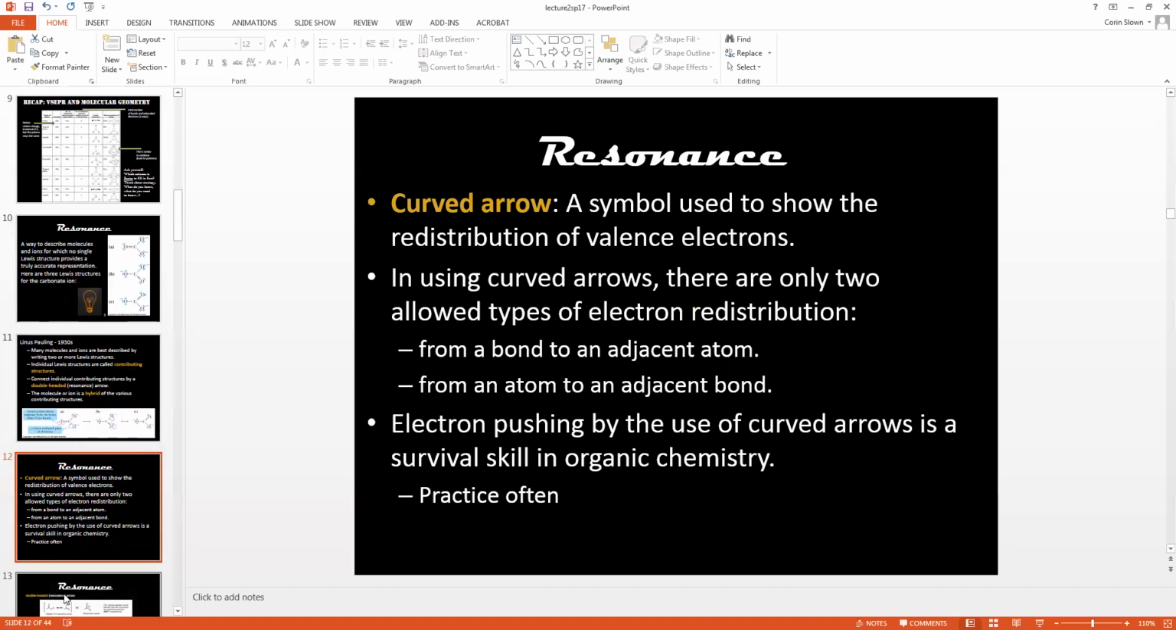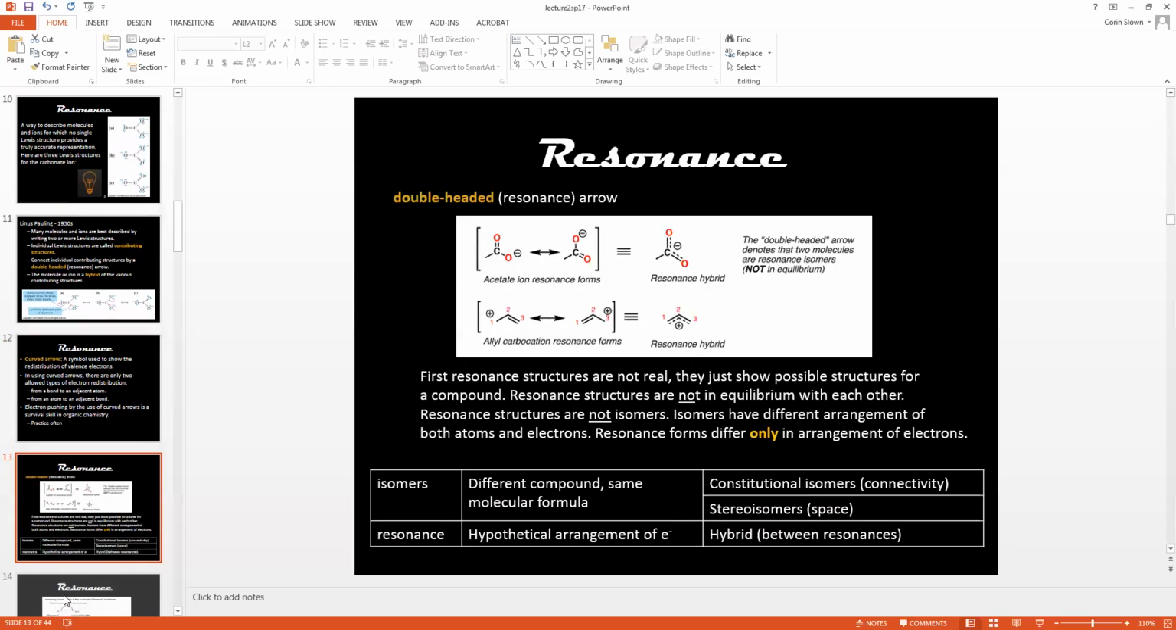We use a curved arrow because this is the symbol that shows the redistribution of valence electrons. So if we're using curved arrows, there's only 2 types of electron distribution. We can distribute electrons from a bond to an atom or from an atom to a bond. And we can push those electrons by using curved arrows, and that's going to be a really important skill for you to practice in organic chemistry. You want to practice it often.